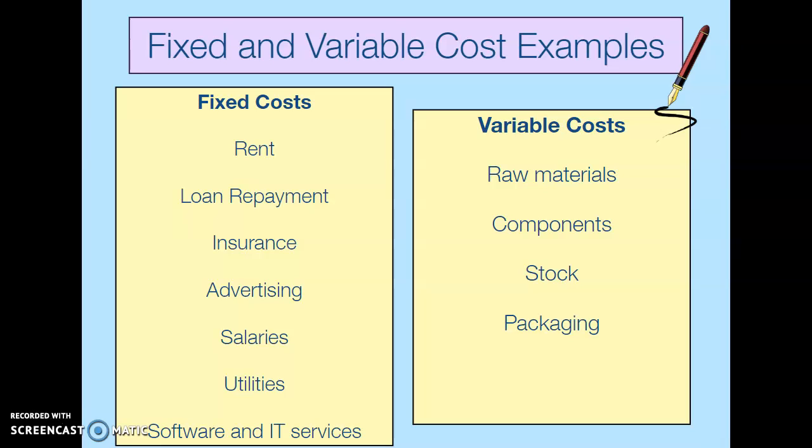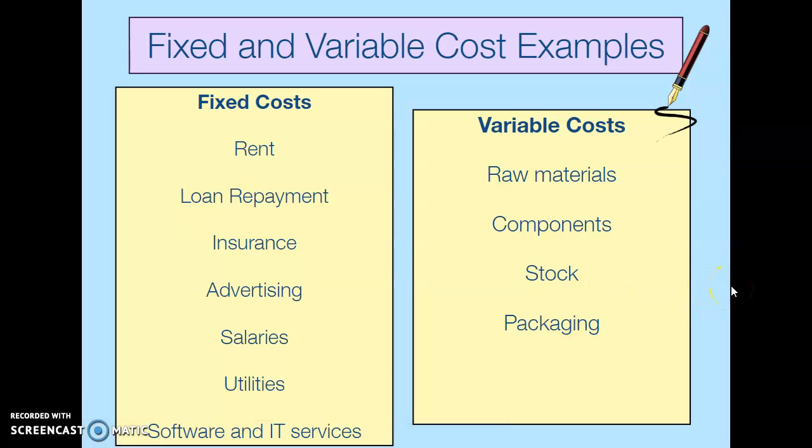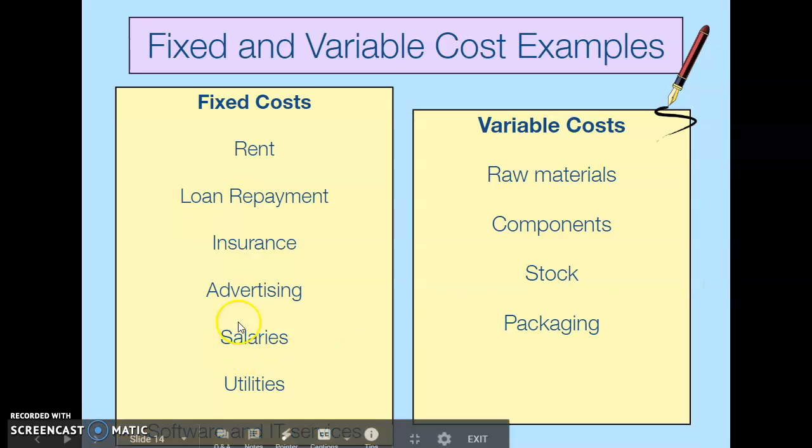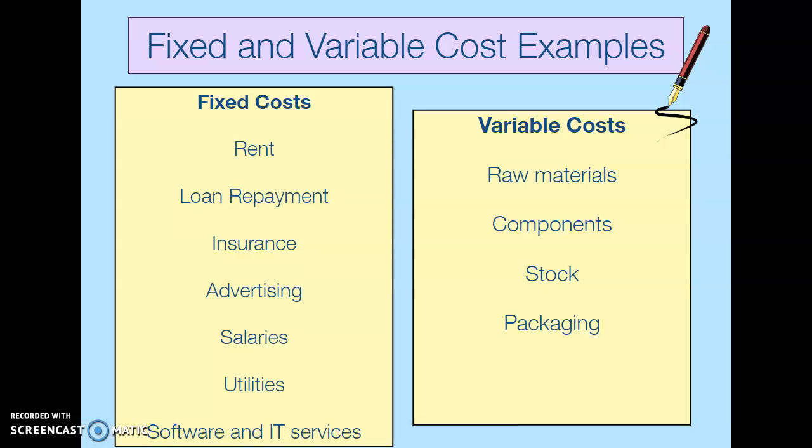Okay, so I'm going to pick up from where we left off. Here are some main examples of fixed costs and variable costs. The classic examples that business textbooks class as fixed costs are rent, loan repayments, insurance, advertising, salaries, utilities, and software and IT services. Remember, salaries and utilities, even the word income, are always classed as fixed cost in our specification. So you don't have to worry too much about wages.